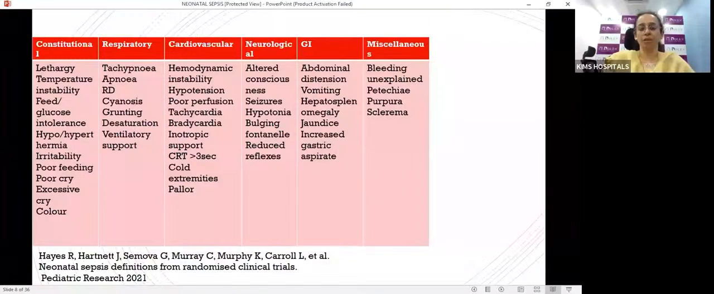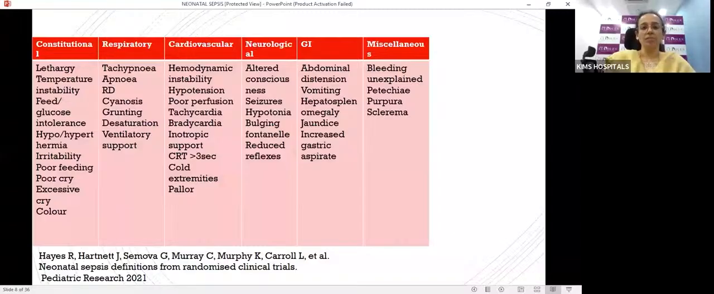In the neurological factors, altered consciousness, seizures, hypotonia, bulging fontanelle, and reduced reflexes are taken. Among the GI-related factors, abdominal distension, vomiting, hepatosplenomegaly, jaundice, and increased residual gastric aspirates are seen. Other miscellaneous factors are petechiae and purpura. Sclerema is seen in severe sepsis in the babies.